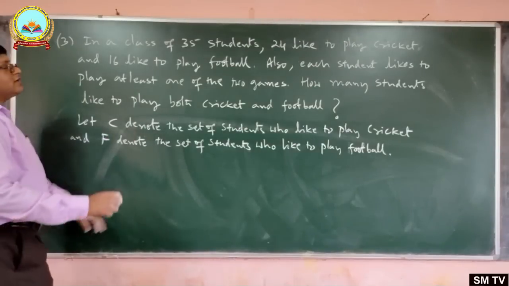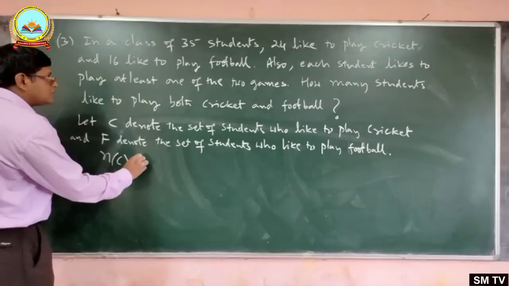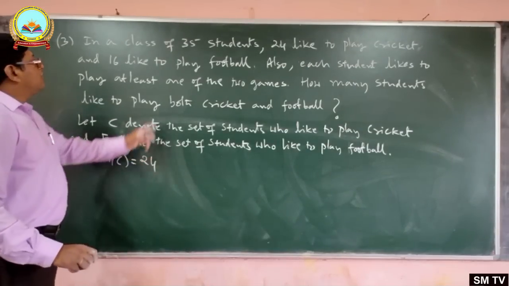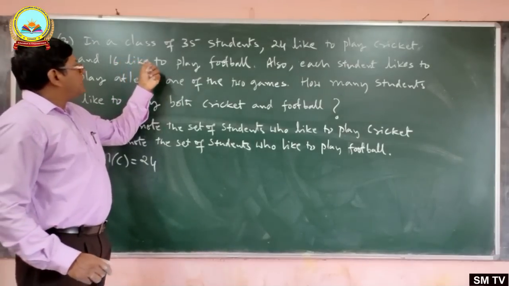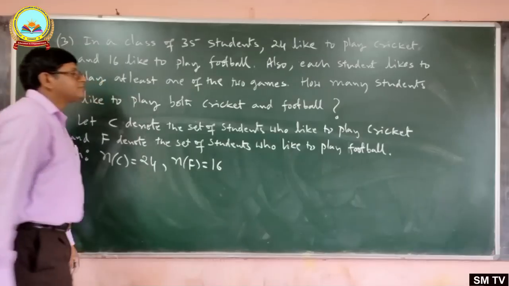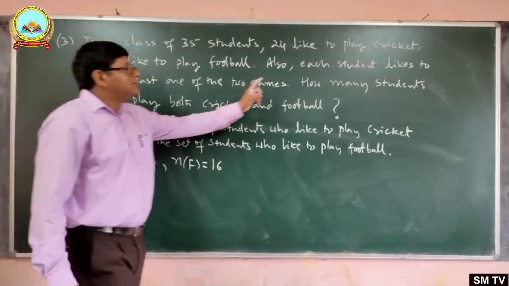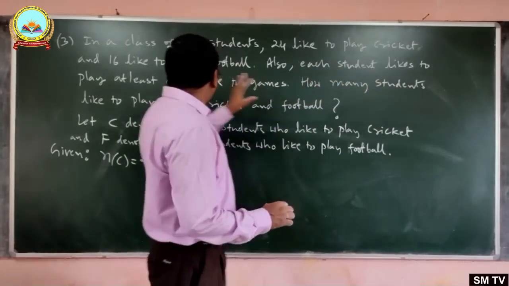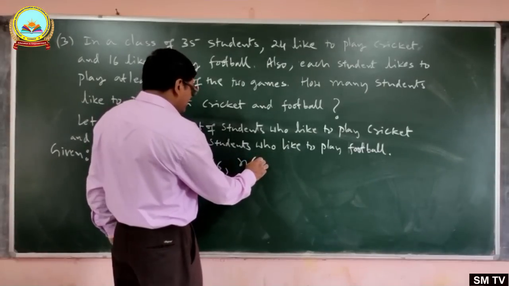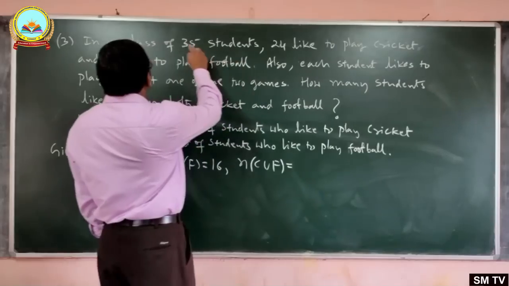Now, it is given that 24 students like to play cricket. So, n of C is equal to 24. It is given that 16 students like to play football. So, n of F is equal to 16. Next. And also it is given that each student likes to play at least one of the two games. Therefore, we have to take n of C union F is equal to 35.